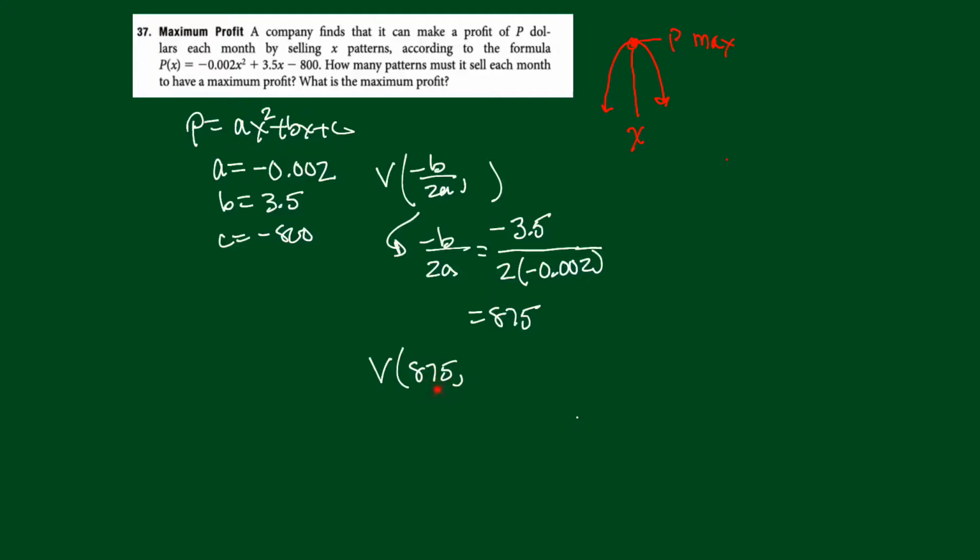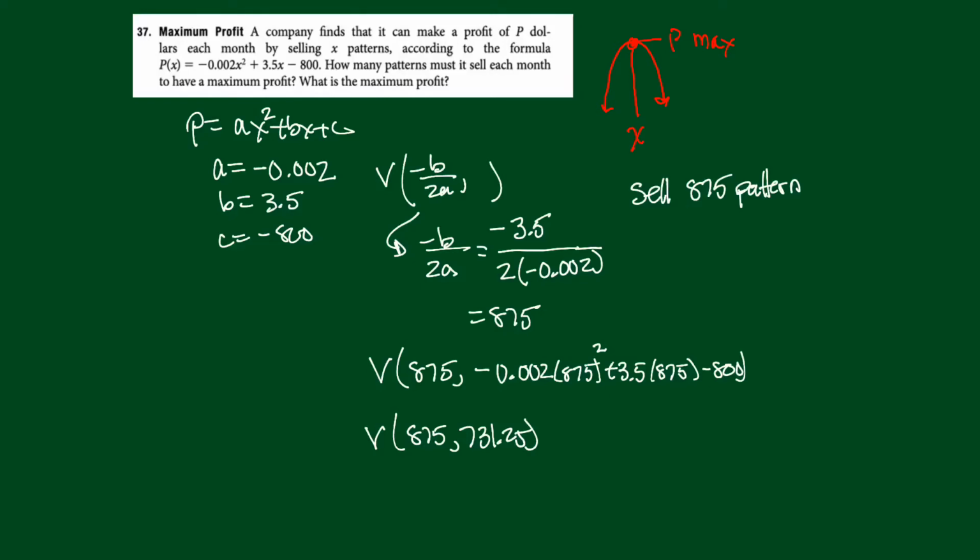And then what is the profit? Well, we'll get the profit by taking that 875 and putting it back in here. So we'll put it here, and then compute. When I put that back in, what do we get here? We get negative 0.002 times 875 squared, plus 3.5 times 875 minus 800. Okay, yet another calculator problem. And I got 731.25.